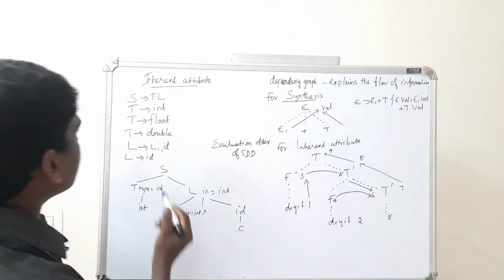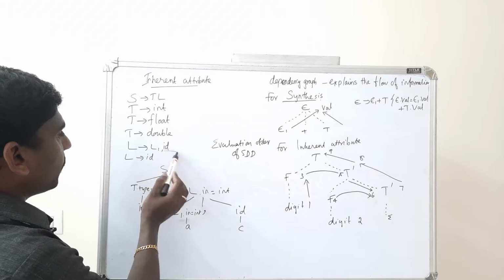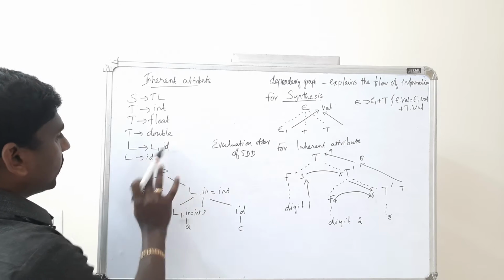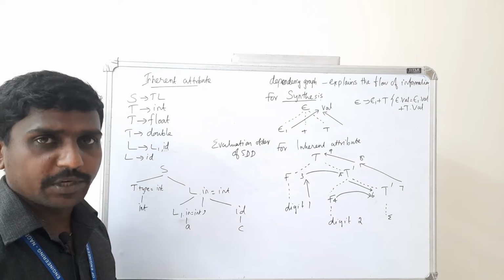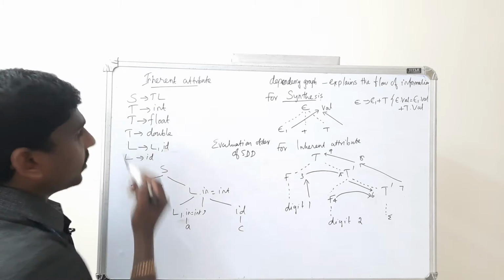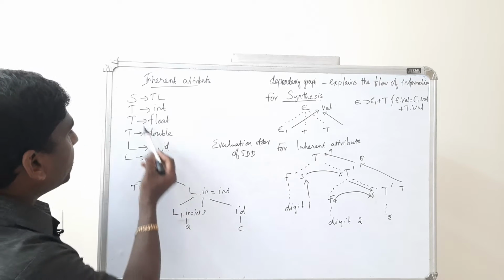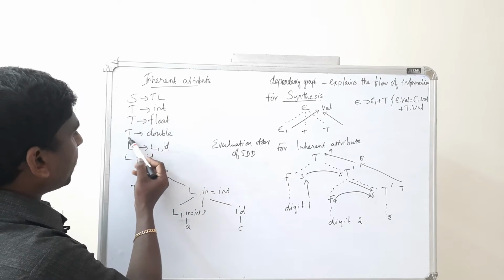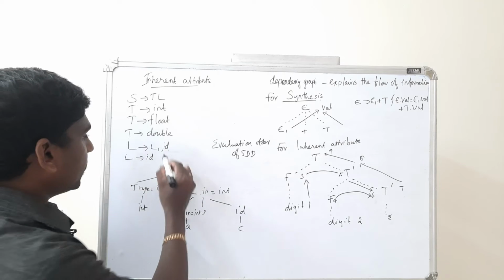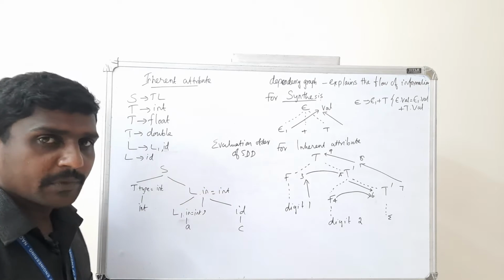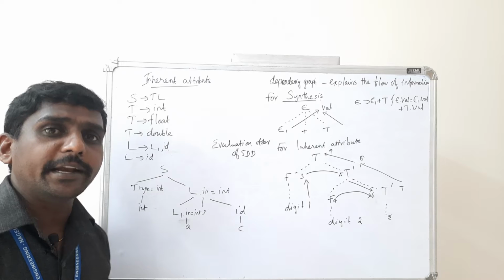Let's see one small example. S tends to TL, T tends to int, T tends to float, T tends to double, L tends to L1 comma ID, L tends to ID. So what grammar is this? It is a type checking grammar. T stands for type and L stands for list. The type may be integer, float, or double. In L1 comma ID, the comma is a terminal, and L is one identifier.